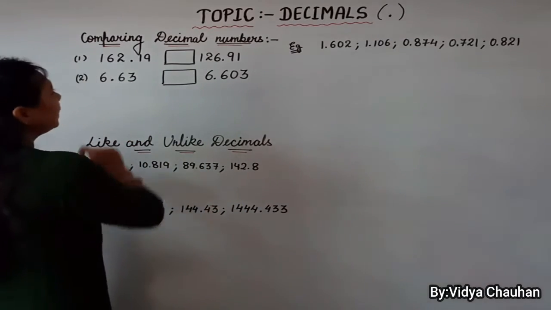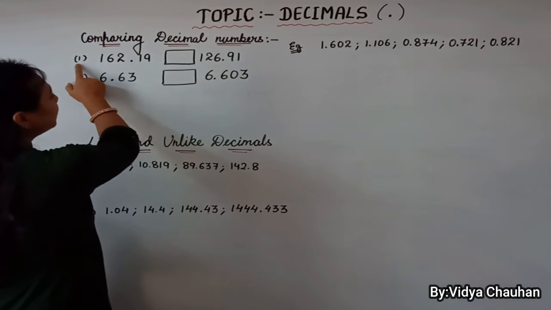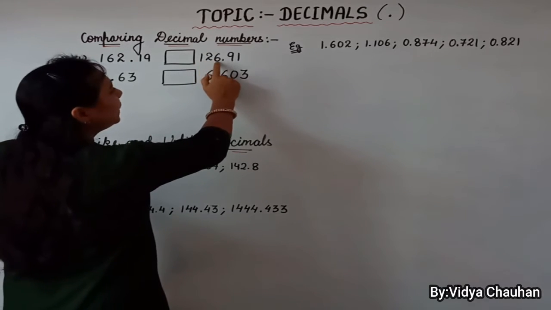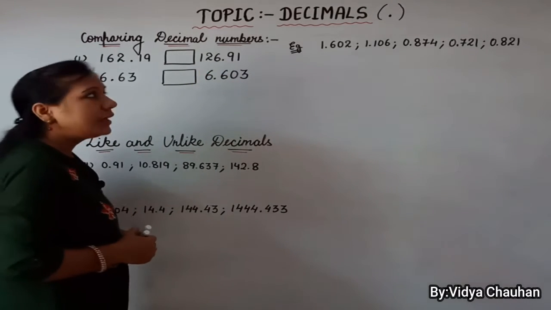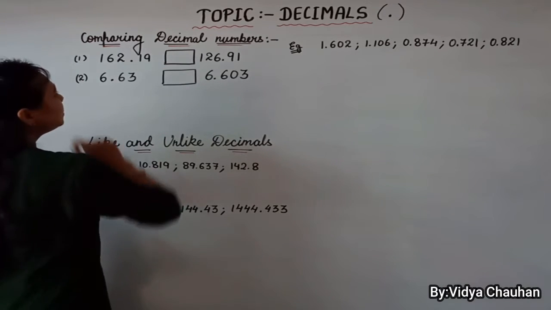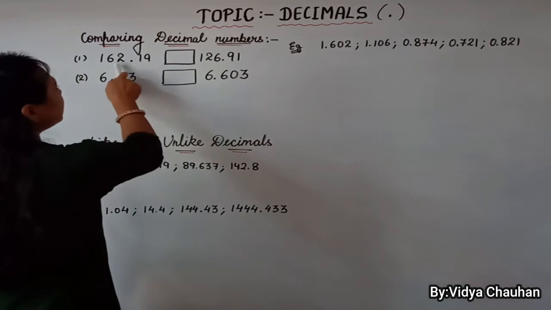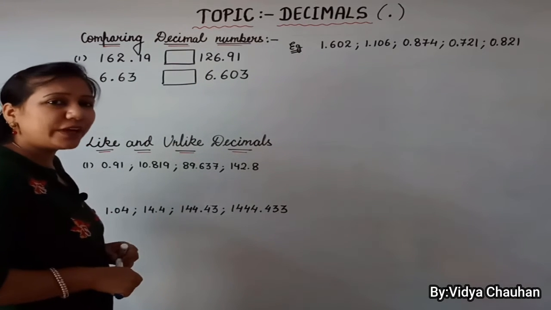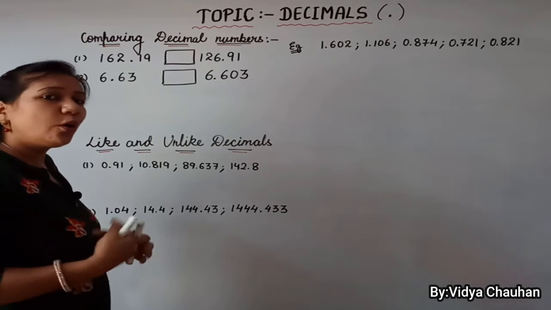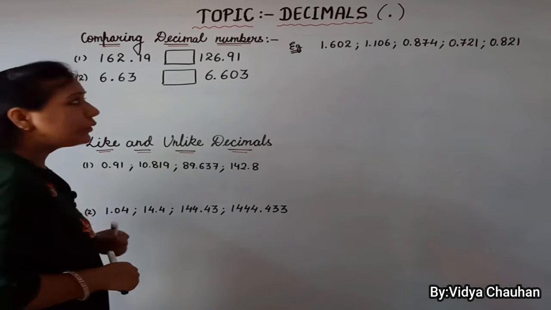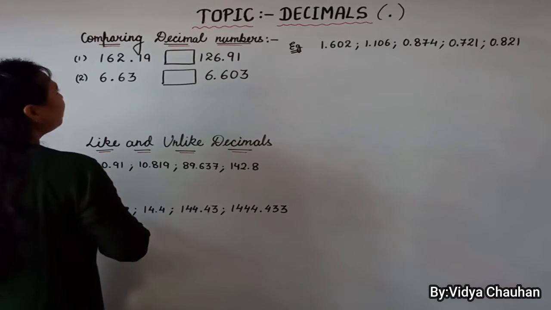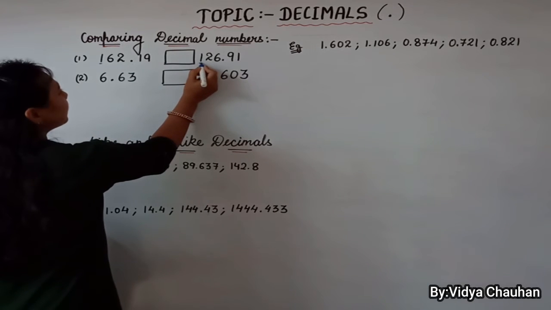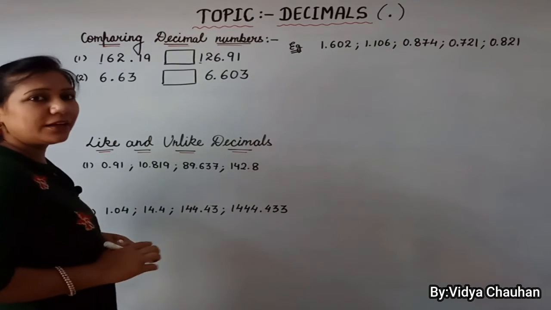So if we see here, our first number is 162.19 and the second number is 126.91. If you have to compare these two numbers and find out which number is greater or which one is smaller, in that case, what you have to do, very first, you have to start from the extreme left digit. So start comparing the left digit.